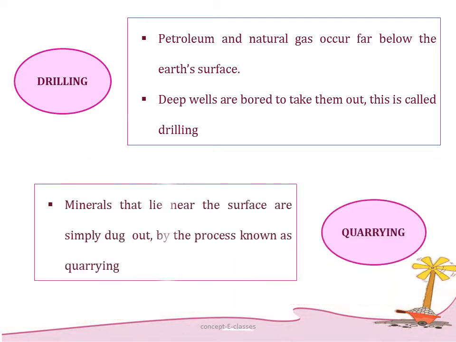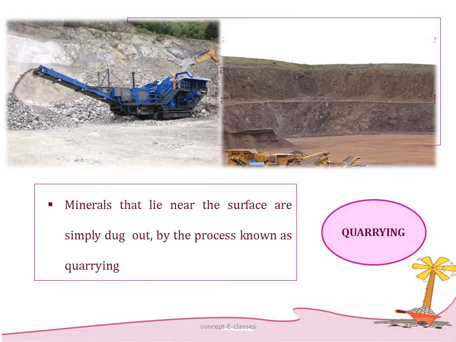Next is quarrying. Now minerals that lie near the surface are simply dug out by the process known as quarrying. So quarrying refers to extracting minerals directly from the surface. The term quarry is used to indicate the exposed surface of natural rocks.